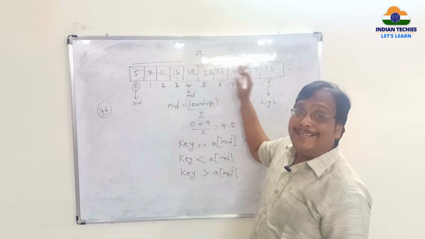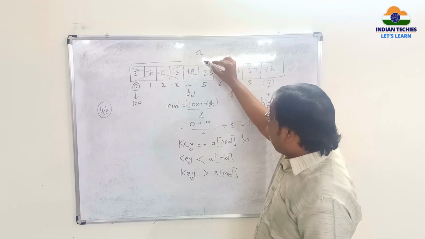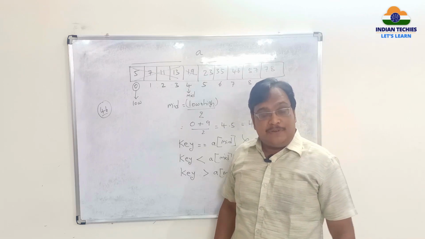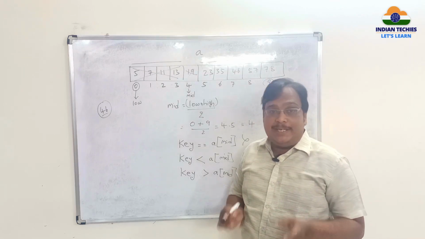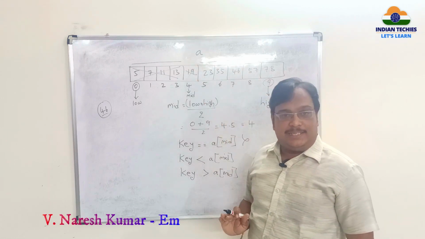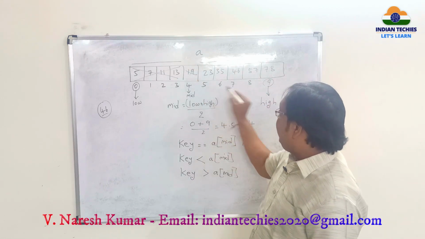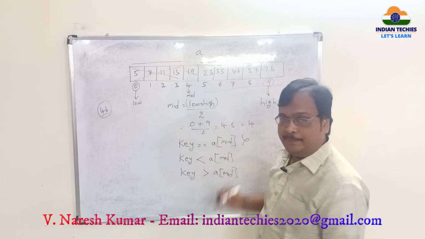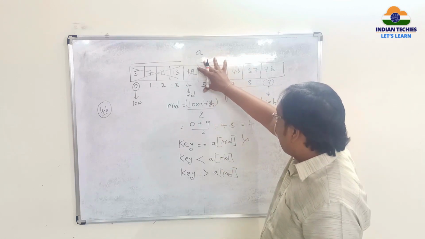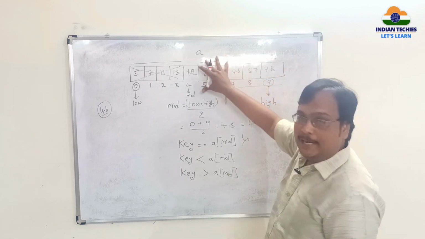So what does greater than 19 mean? It may be towards the right side of the mid position. We are not saying that it is exactly available. It may be available towards the right side of the mid value, in this right side part. Now we have to perform searching in this part.